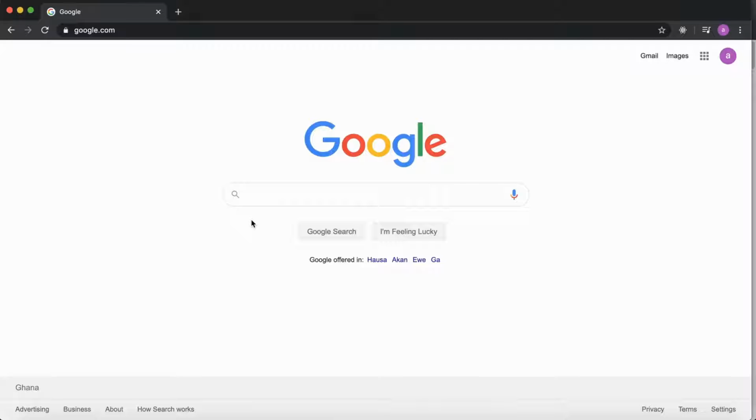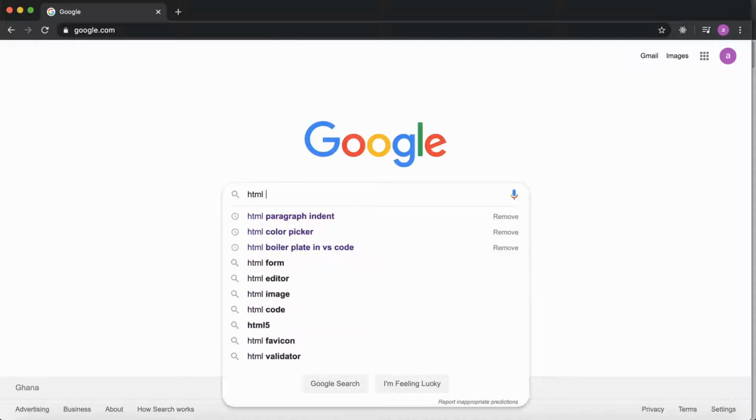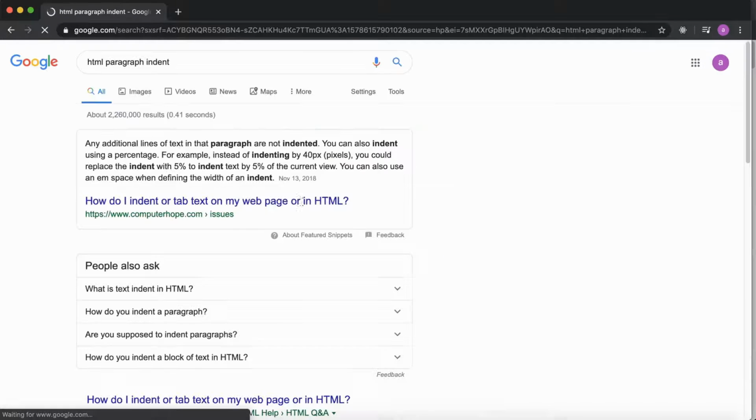So, for example, if I have an issue with my HTML, there are two main categories that I'll give to the problems that you have. One is, say for example, you want the syntax of a particular code but you don't remember. For example, I want the syntax for how you write a paragraph. Okay, so I can go like: HTML paragraph indent.